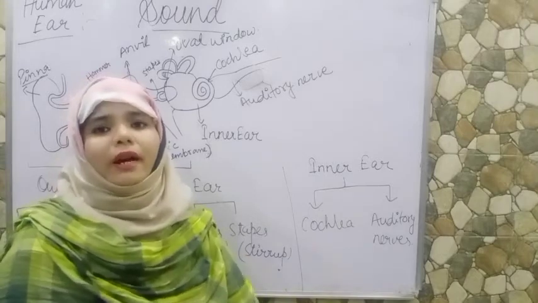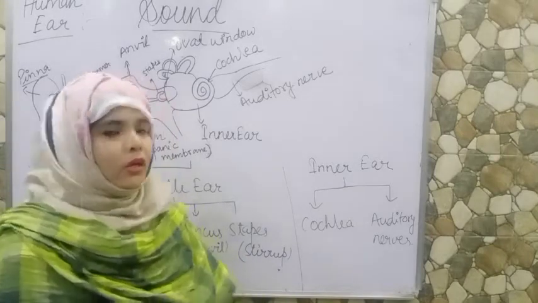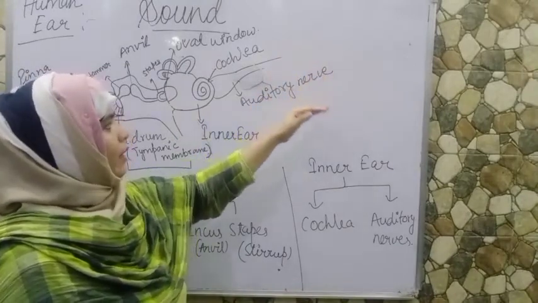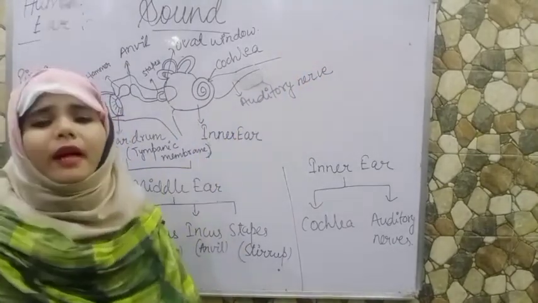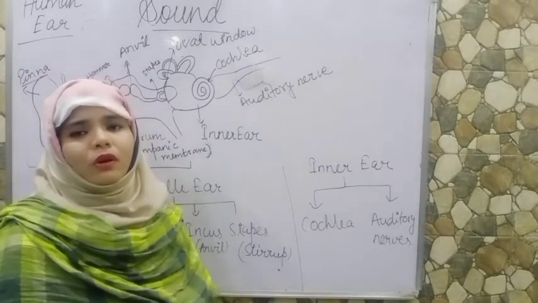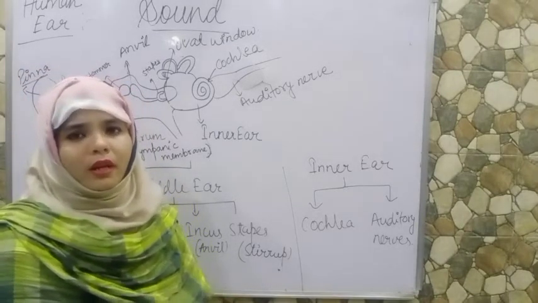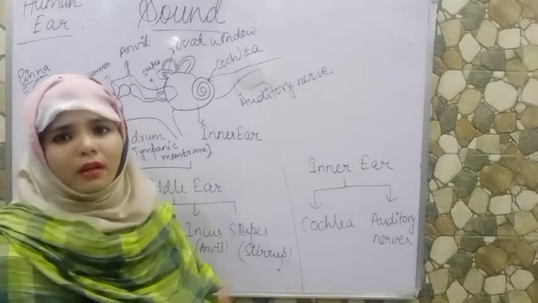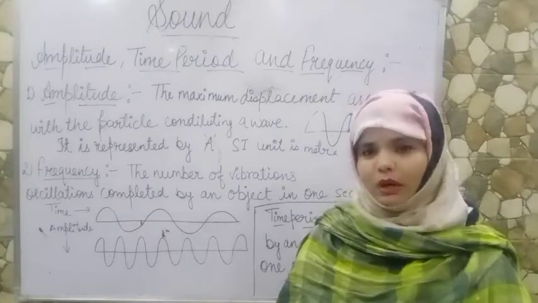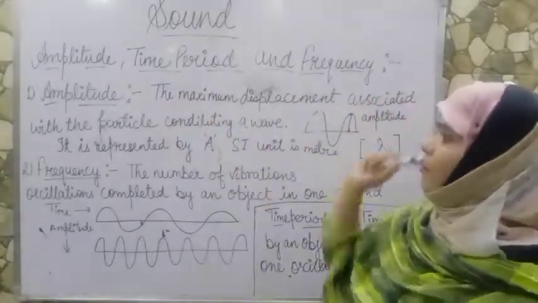The brain controls all the activities of the human body. So as the signals are sent to the brain, we hear any kind of sound. So now you get what is the working of your human ear and how we hear sound. Got it? Now let us see some more terms related to sound, that is amplitude, time period and frequency.